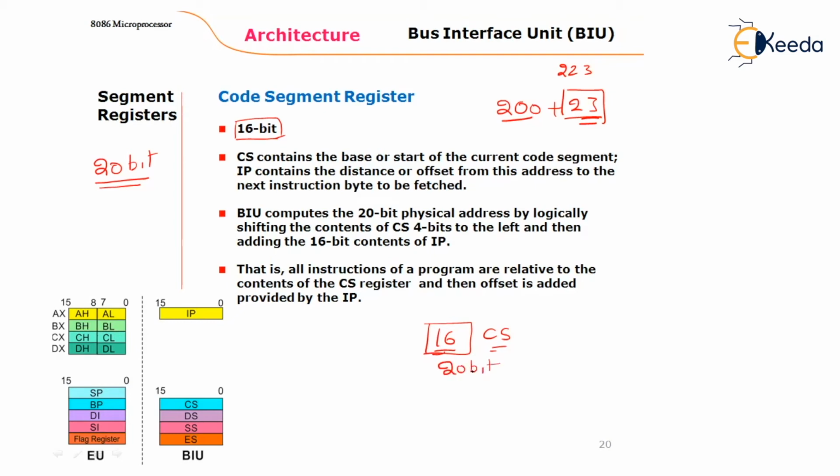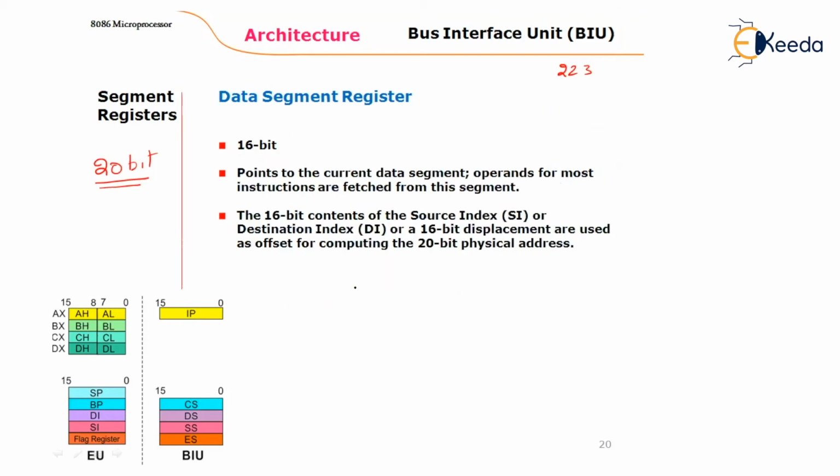So all the instructions of a program are relative to the contents of the CS register. Unless you add the value of the instruction pointer to the CS register, you can't get the desired instruction. The data segment register, as you can clearly see, points to the current data segment. Operands for most instructions are fetched from this segment.